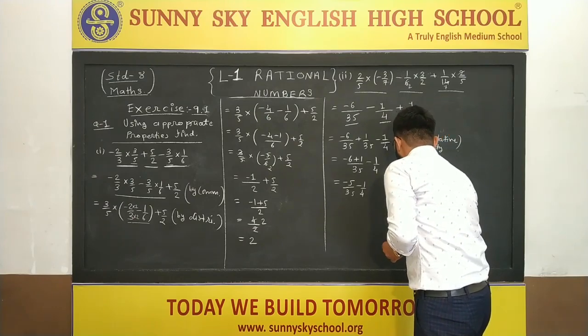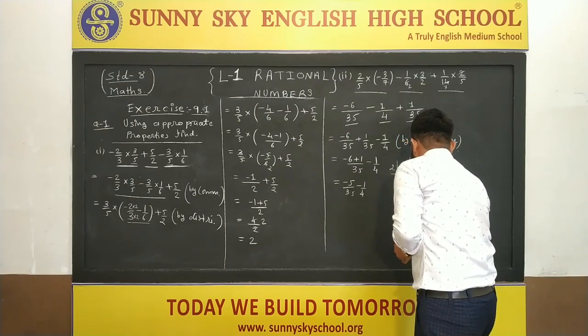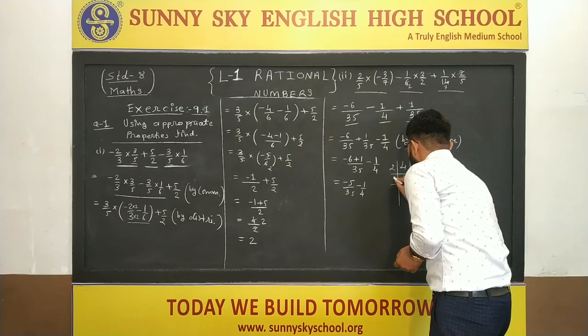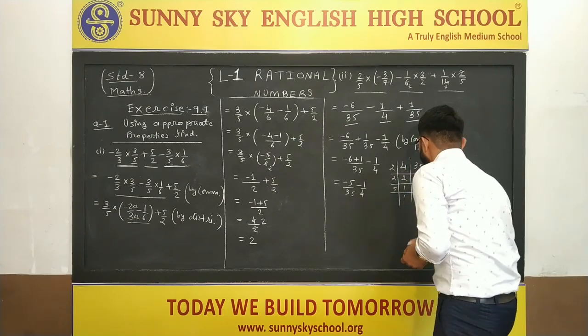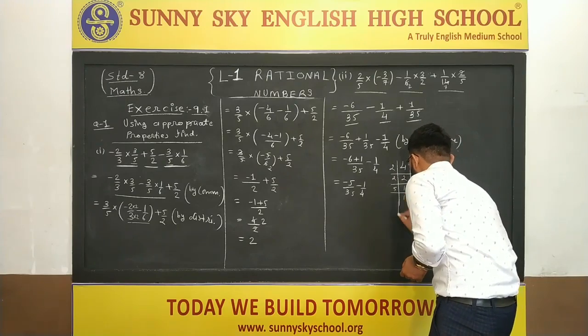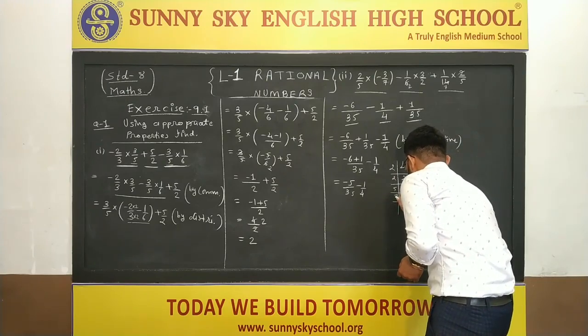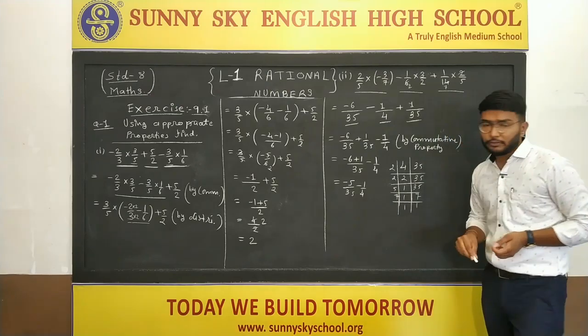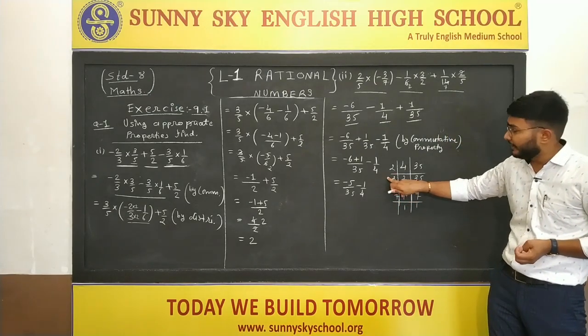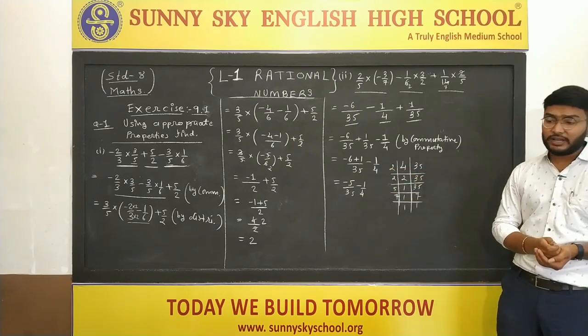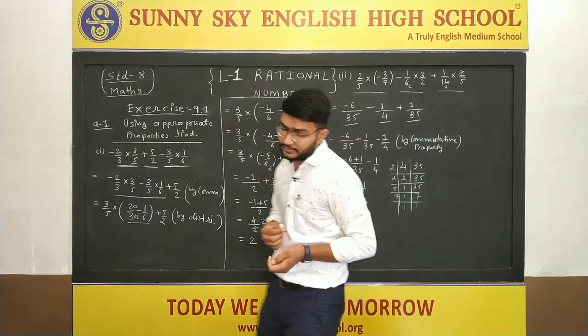See, starting with 2: 2 twos are 4, 35 as it is; 2 ones are 2 and 35; then 5 ones and here 7. Now at the last, 7 ones. Now check what the LCM is. 7 fives are 35, 35 twos are 70, 70 twos are 140. It means the LCM is 140.